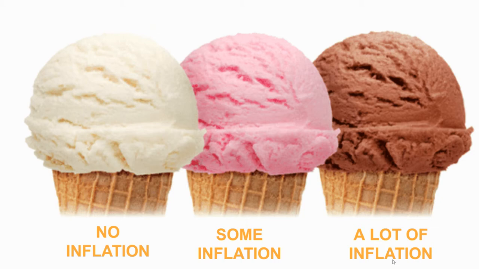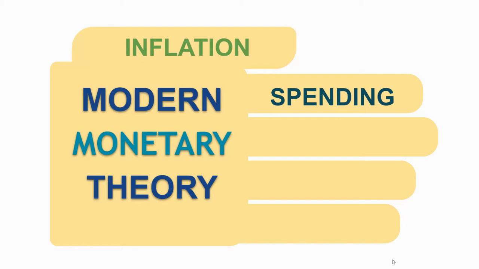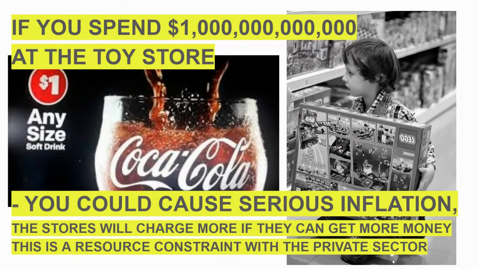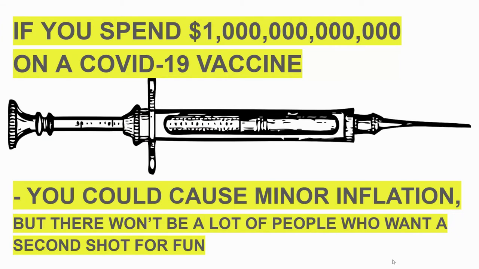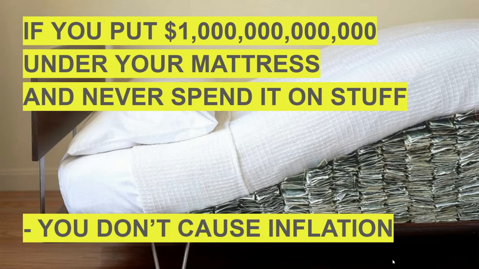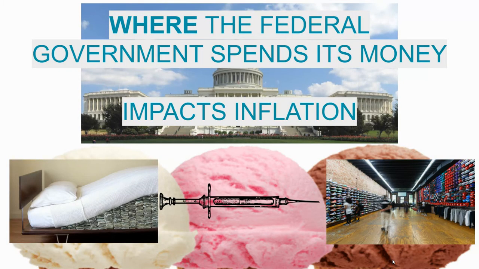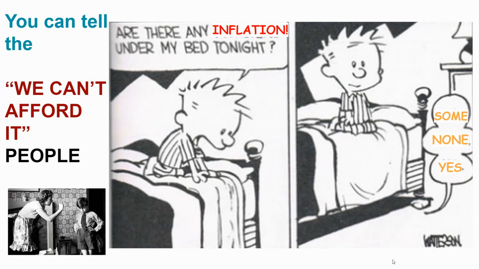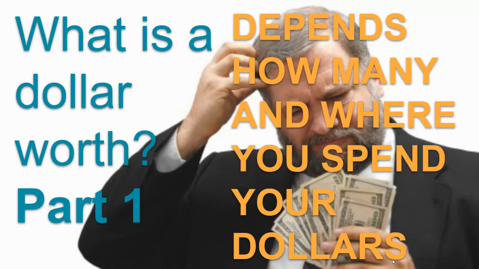The reality is, it depends on some other stuff, whether you have no inflation, some inflation, or a lot of inflation. It relies on where we spend our money. If you have $1 trillion and go to the toy store, you could cause serious inflation because you have all that money to go spend on cheap stuff. They'll charge you more. If you spend $1 trillion on a COVID-19 vaccine, well, you're going to cause minor inflation because you're not going to go back to get a second vaccine. If you had $1 trillion and you put it under your mattress and never spent it on anything, you would cause no inflation. So where the government spends this money impacts inflation. And the "we can't afford it" people who think that inflation is a monster under their bed, it could be, but probably not.